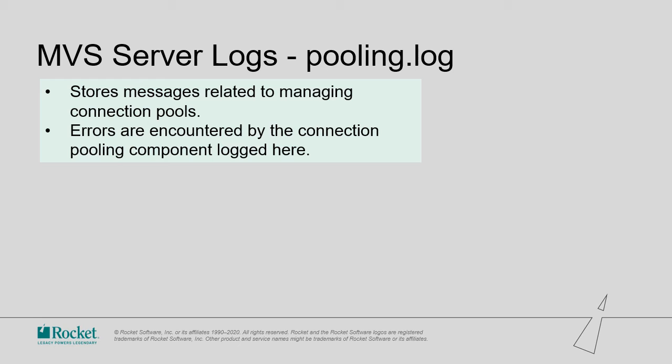The pooling log contains entries related to the Toolkit server's use of connections to D3 using connection pool licenses rather than standard user licenses. You'd look here for any errors associated with connection pool usage.